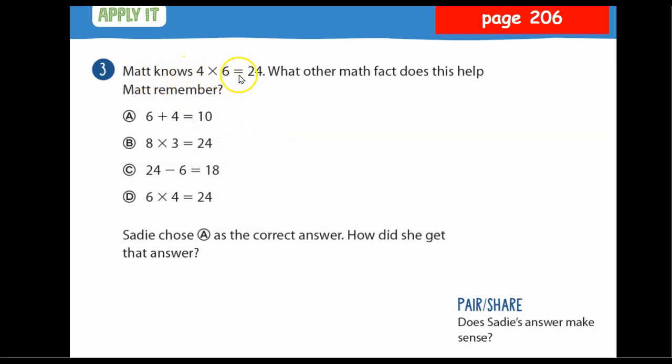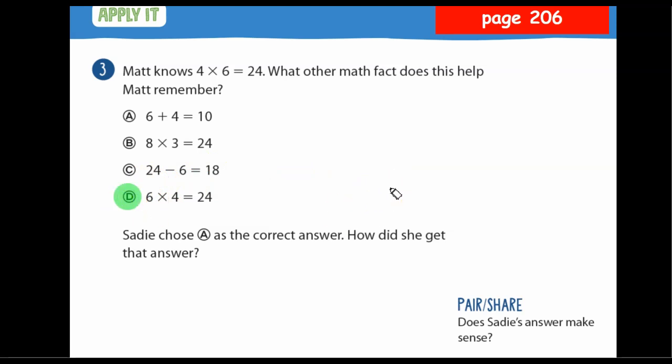It says Matt knows 4 times 6 equals 24. What other math fact does this help Matt remember? 6 plus 4? 8 times 3? Yeah, true, but it's not part of this fact family. It has to be the same 3 numbers. How about 24 minus 8? How about 6 times 4 equals 24? Yes, because the factors are just rearranged, right? Okay, so it would be D.